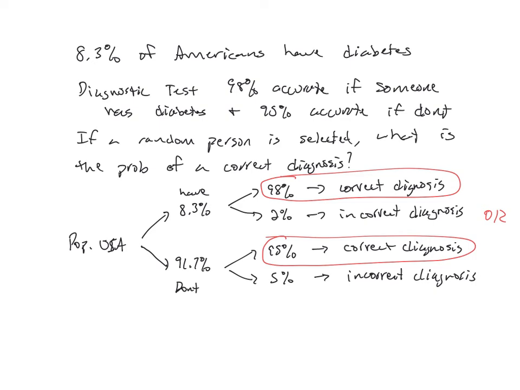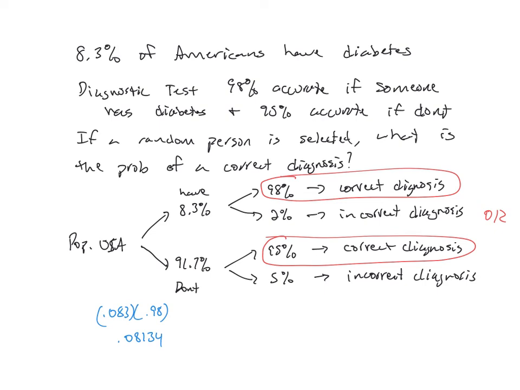I have to find what's the probability that someone has diabetes, and then what's the probability that it's a correct diagnosis. Well, it's 8.3% and 98%. So those are the two probabilities. I'm not going to write them as a fraction to multiply them together, but I can do it as a decimal. When I multiply those two together, 0.083 times 0.98, I get 0.08134.